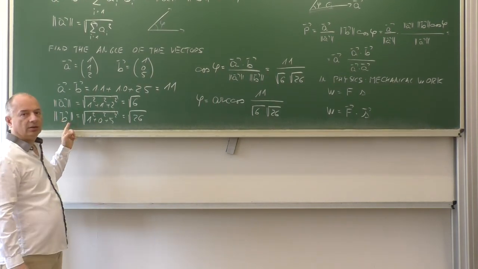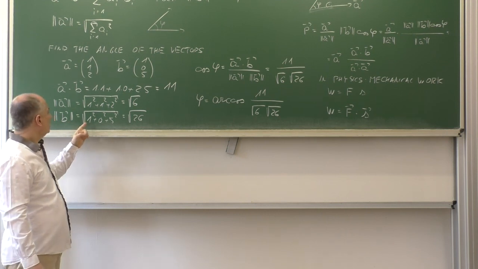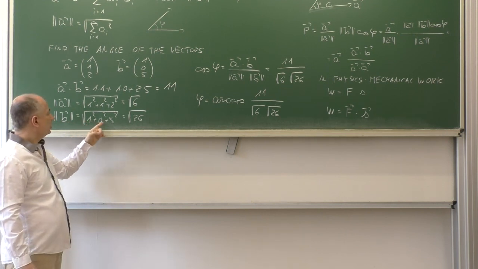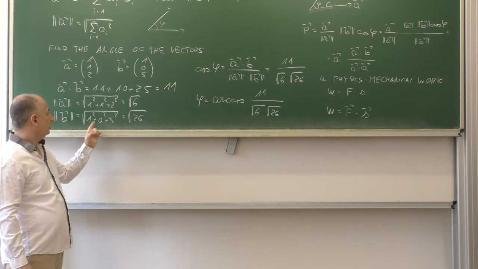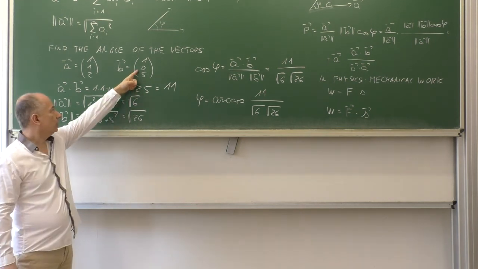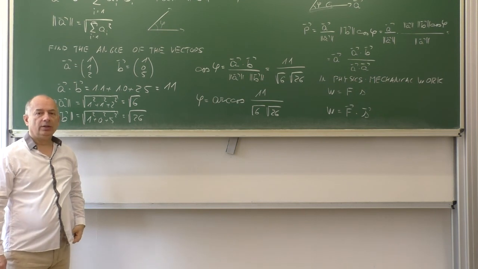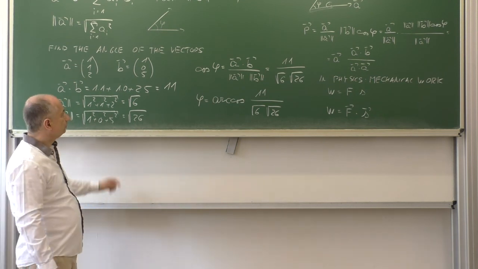And we find the norm of the vector B, which is the square root of the sum of the squares of the components of the vector B: 1 squared plus 0 squared plus 5 squared. The result is square root of 26.